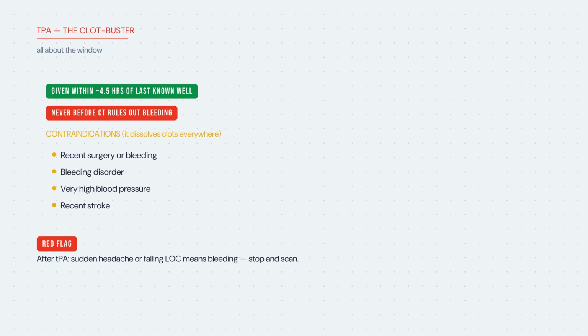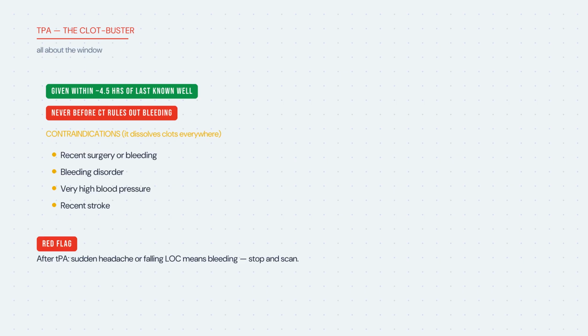For an ischemic stroke, the clot buster is a drug called TPA, and it is all about the window. It is given within about 4.5 hours of the last known well time and never before a CT has ruled out bleeding. Then the contraindications, because this drug dissolves clots everywhere, not just the one you want. Recent surgery, recent bleeding, a bleeding disorder, very high blood pressure, or a recent stroke all take it off the table. After TPA, the watch is for bleeding, and a sudden headache or a falling level of consciousness means stop and scan.